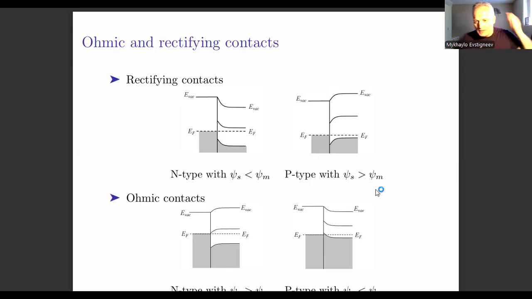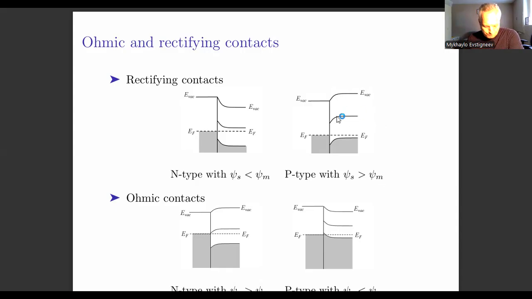All right, now let's look at the p-type semiconductor, and again, let us discuss two situations, when the semiconductor work function is higher and lower than the metal's. And here the distinction between the ohmic and the rectifying contacts is reversed. So if the semiconductor's work function is bigger than the metal work function, then the contact is rectifying. And this is what happens. Now my semiconductor is of p-type.